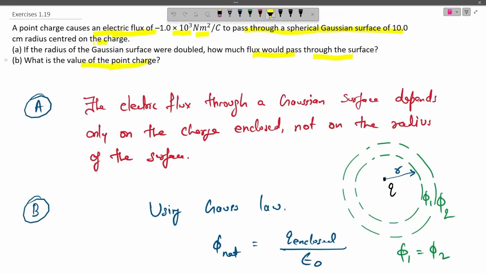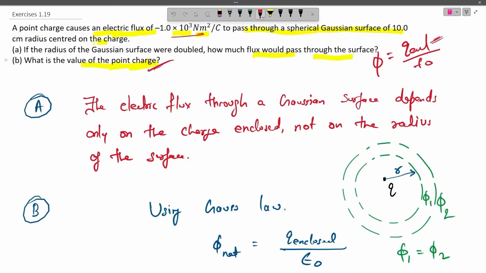Here we can apply Gauss law to find the point charge. Gauss law states that the total flux through the Gaussian surface is equal to Q enclosed within the surface divided by epsilon naught. Here the electric flux is given and we are asked about Q enclosed, the charge enclosed within the Gaussian surface. So we can get the value of Q enclosed by multiplying this flux with epsilon naught.